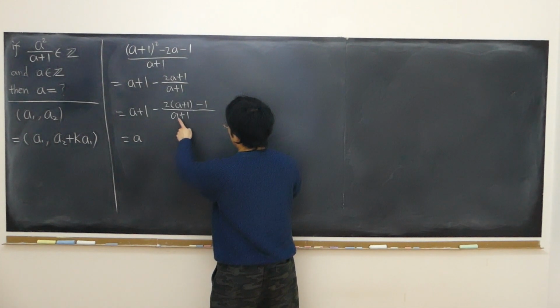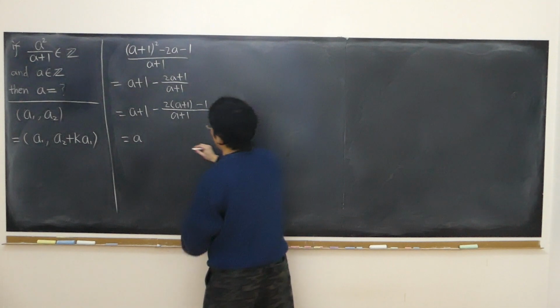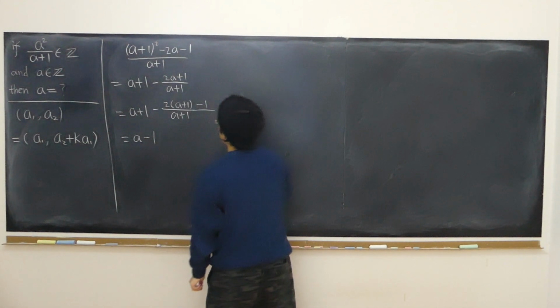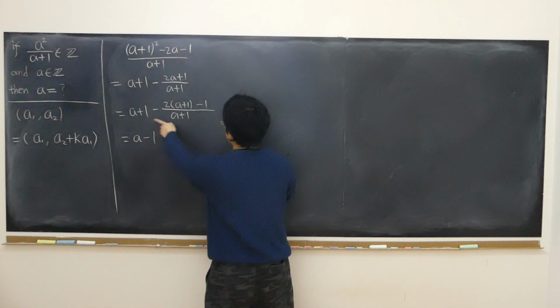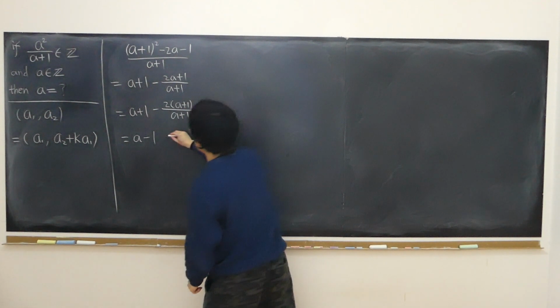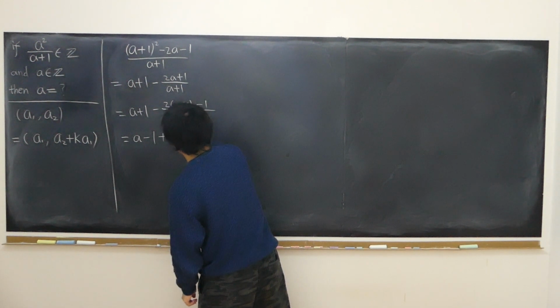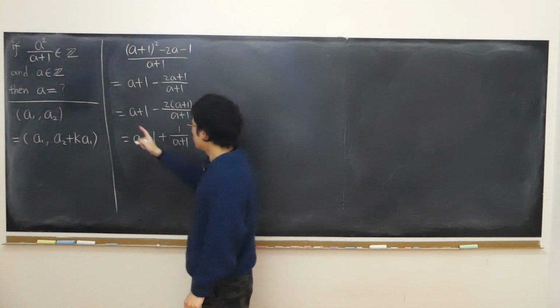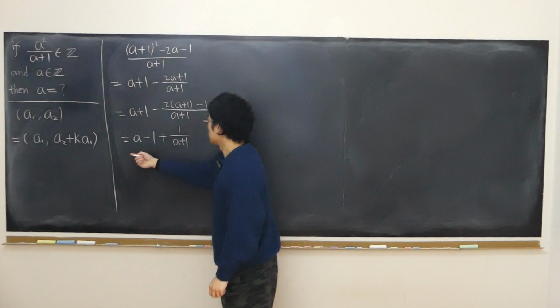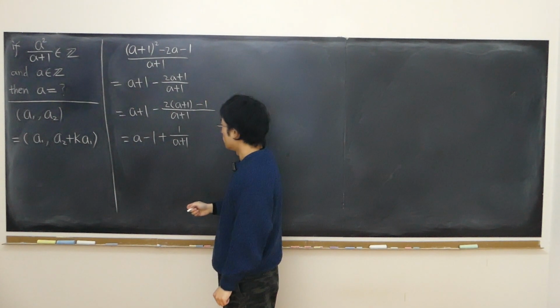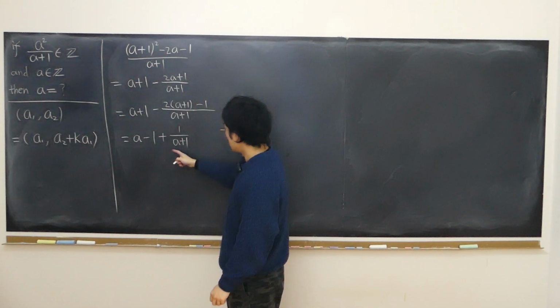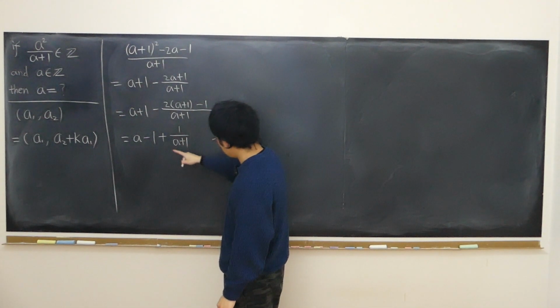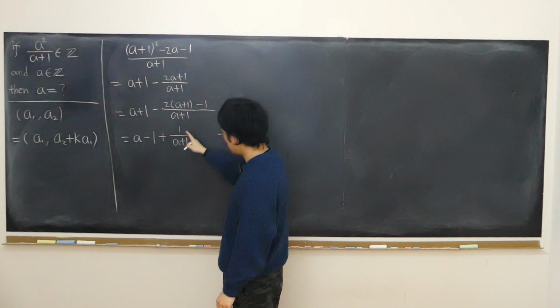So that is equal to a plus 1, a plus 1, and this and that cancel out. Minus 2 plus 1 minus 2, that's minus 1. And I have minus 1 over a plus 1. So I have a plus 1 over a plus 1. And given the whole expression is an integer, also a minus 1 is obviously an integer. So that means this expression has to be an integer as well.